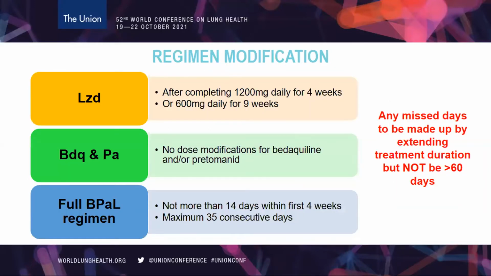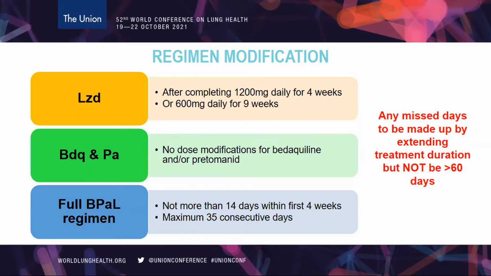So, the modifications of the regimen. As I said before, we incorporated the ZeNix results on linezolid into the protocol that we are using presently. The modification for linezolid is allowed after completing 1,200 milligrams for 4 weeks. However, if a patient has side effects and adverse events and will not be able to continue with 1,200 milligrams within the first 4 weeks, the dosage can be reduced to 600 milligrams, but the patient is supposed to complete 9 weeks of linezolid at 600 milligrams. This is what we also incorporated from the ZeNix trial results.